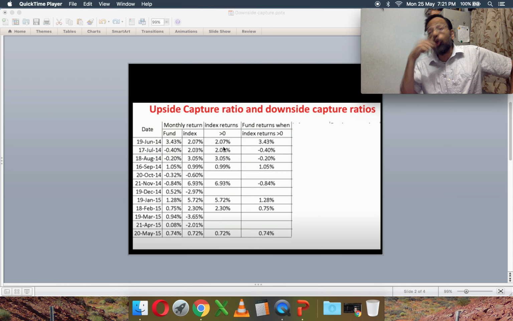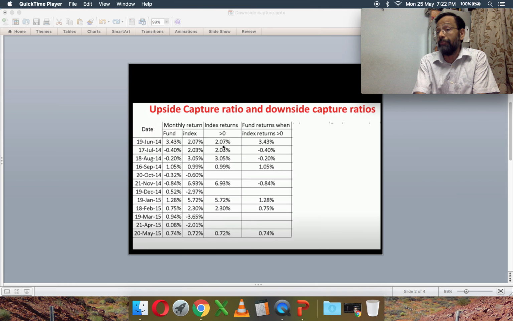Now, for those months when the benchmark index was greater than 0, I list the fund's returns. So if you notice here, in the first month, the benchmark index return was 2.07%. The fund managed to give a monthly return of 3.43%.